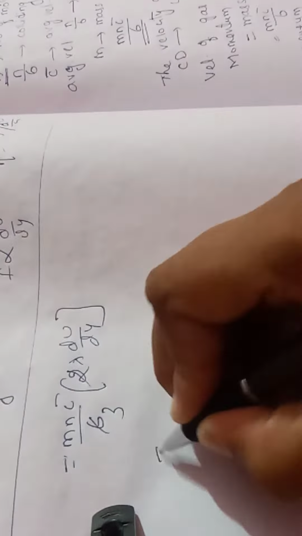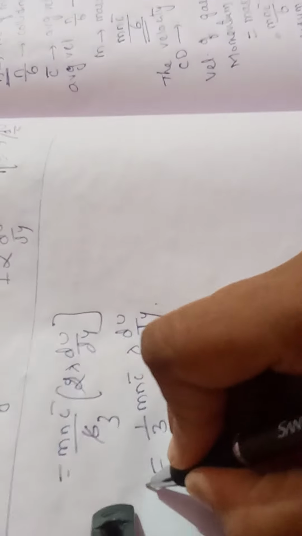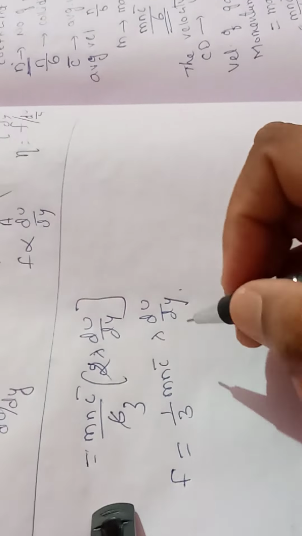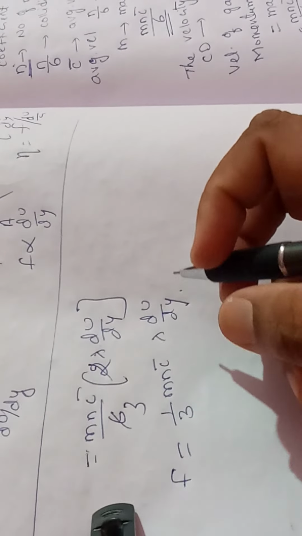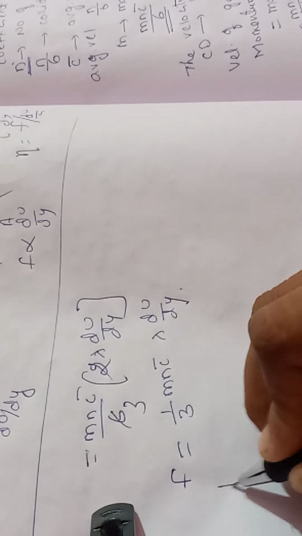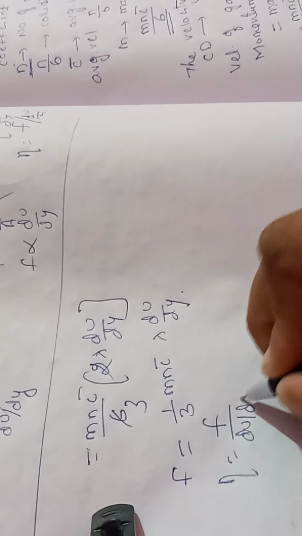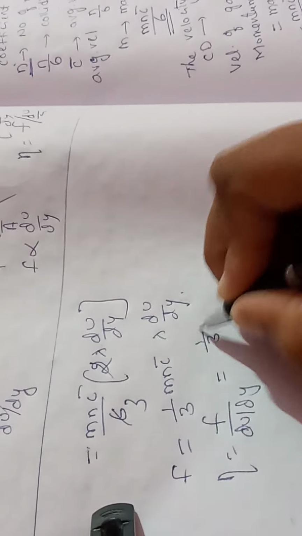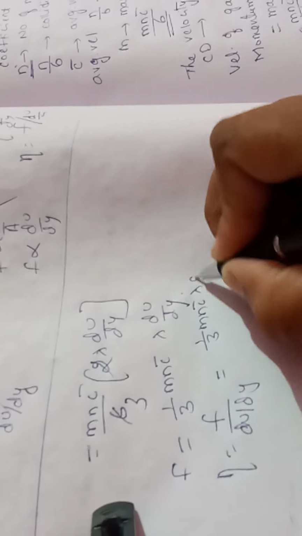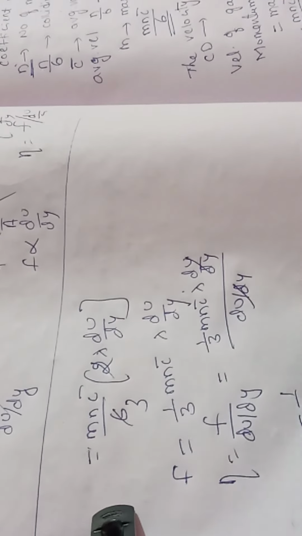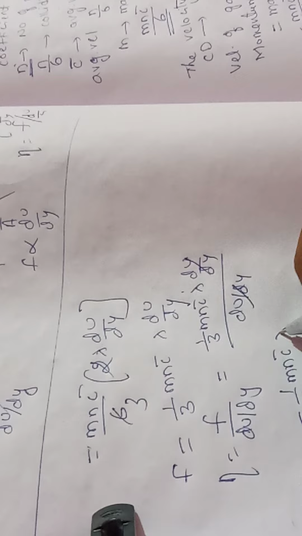Now as the gas is in an equilibrium position, this can be taken as equivalent to the tangential force. So F becomes 1 by 3 mn c bar lambda du by dy. So the coefficient of viscosity, F by du by dy, is equal to 1 by 3 mn c bar lambda du by dy by du by dy. So this becomes 1 by 3 mn c bar lambda.